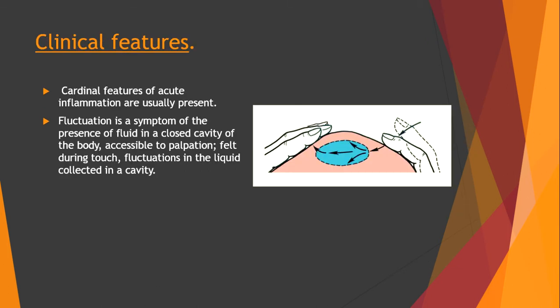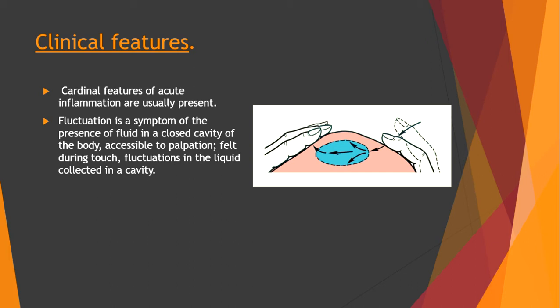Clinical features. Cardinal features of acute inflammation are usually present. So we have pain, redness, swelling, dysfunction, and elevated temperature.